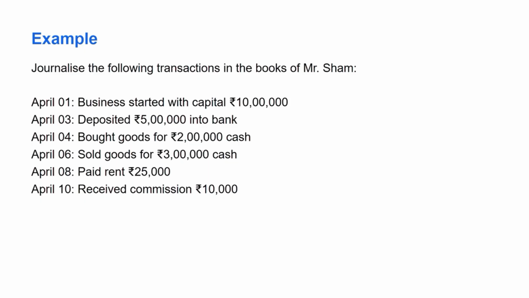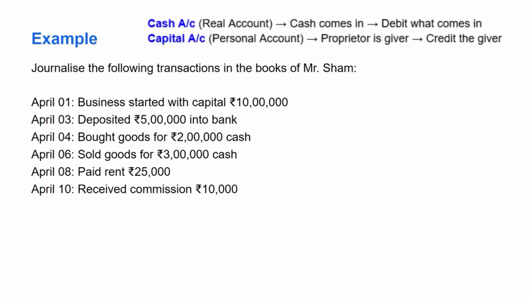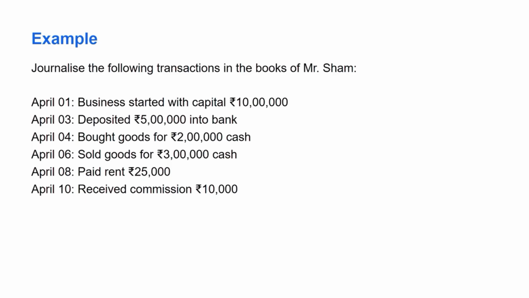So first we record it in the journal. Our first transaction is business started with capital rupees 10 lakh, and the two accounts affected here are cash account and capital account. Cash account, it is a real account and cash comes in the business, so debit what comes in. And next one is capital account. Capital account is a personal account and the proprietor is the giver, so credit the giver.